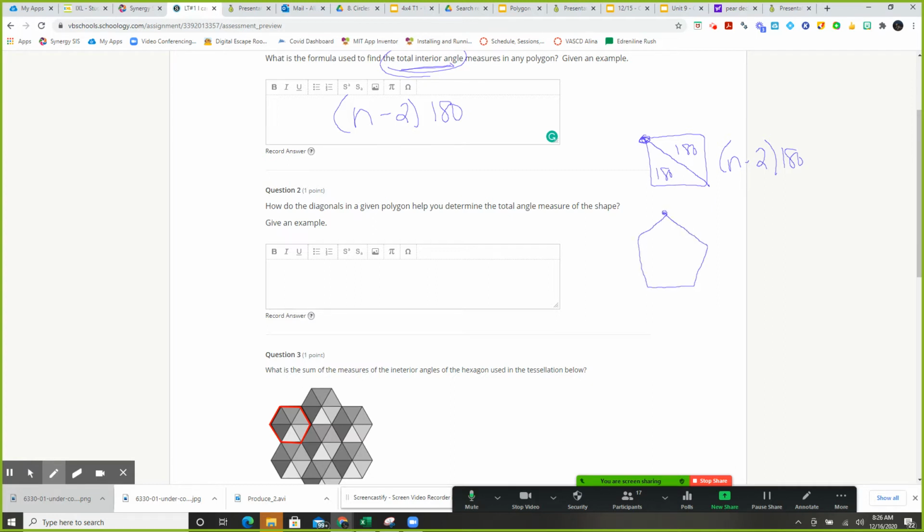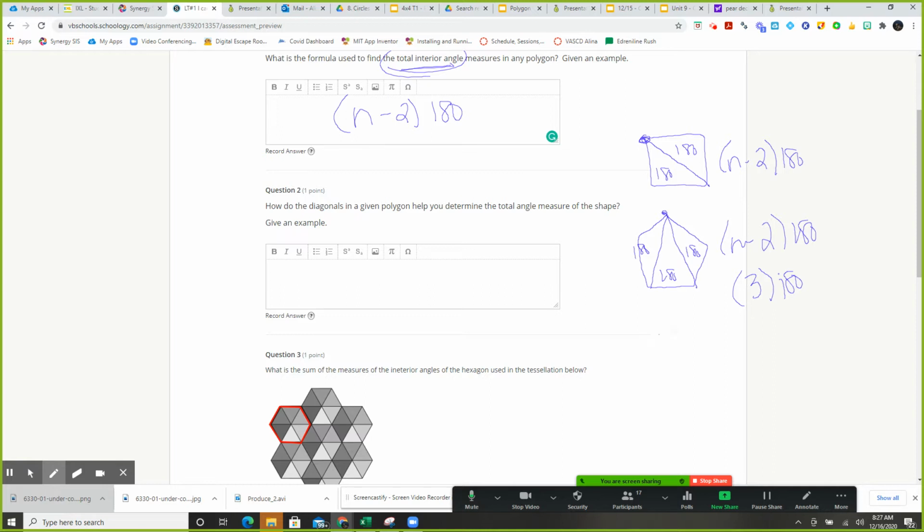If I start at one corner, I can divide this into 3 triangles. So that's 180 degrees, that's 180 degrees, that's 180 degrees. So if I do n minus 2 times 180, that's 3 triangles times 180 degrees in each triangle gives me 540. This is kind of the proof, the idea of these diagonals. This is the proof on how we get the interior angle measure.